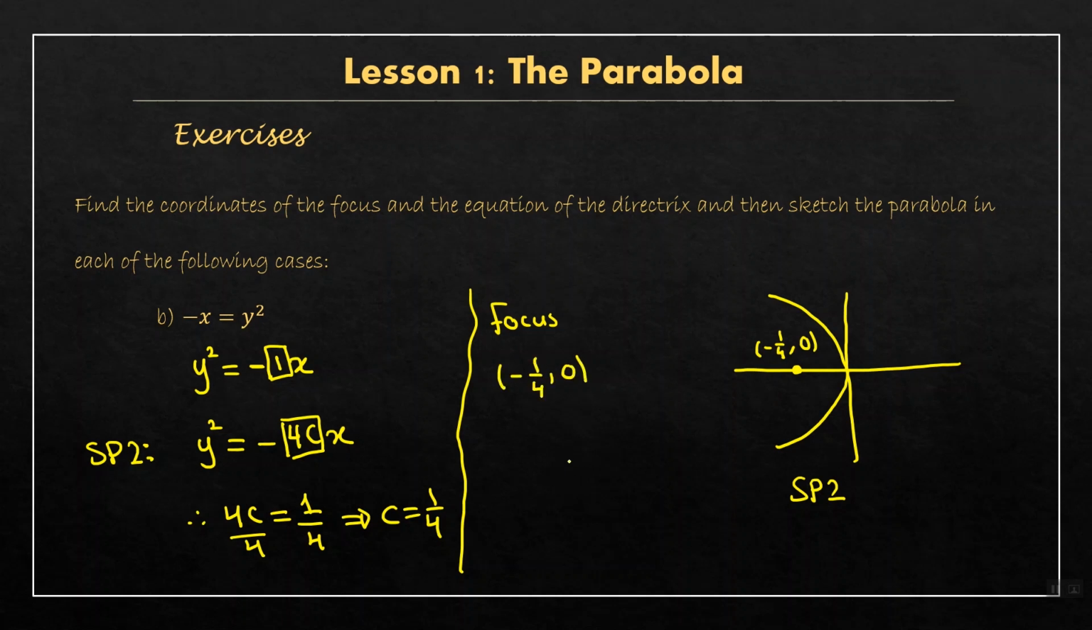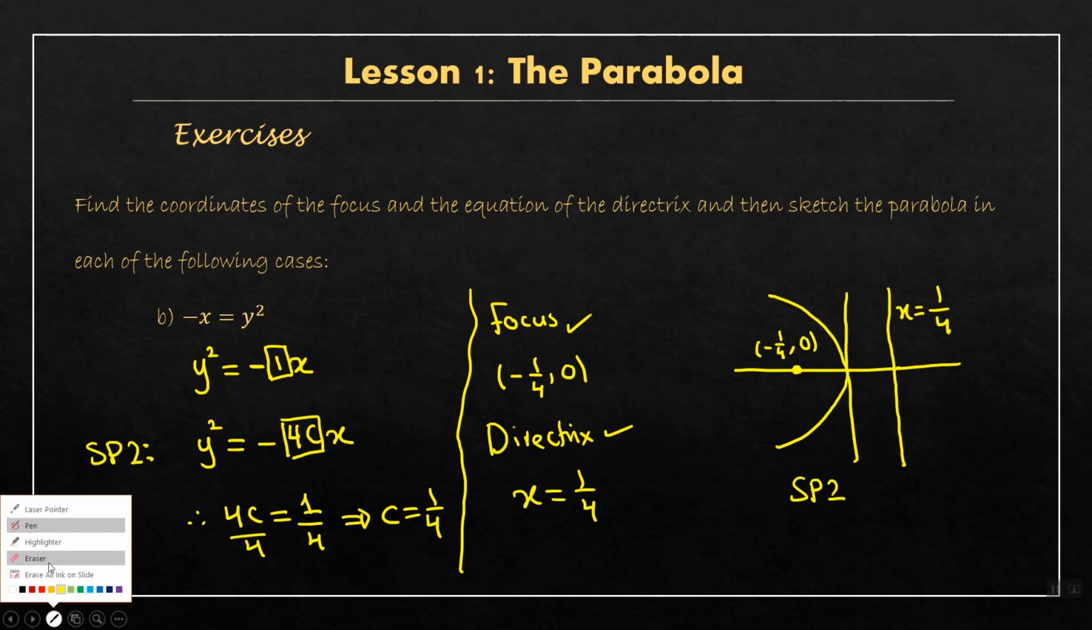That's the focus. The directrix is going to be a straight line in the opposite direction. Here, is it cutting the x-axis or the y-axis? It's cutting the x-axis, so it's going to be x equals. And how much is the value of c? It is 1 over 4. Is it on the positive side or the negative side? The positive side, so we just write it as 1 over 4. So the equation of the directrix is x is equal to 1 over 4. So this is the focus, and that's the directrix, and this is the sketch of the parabola.